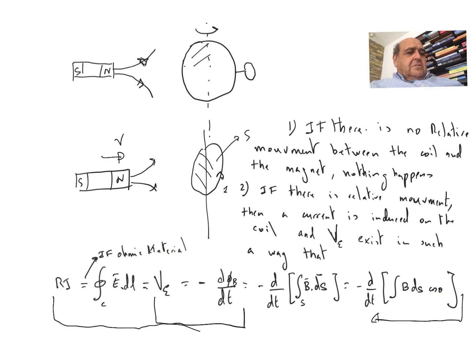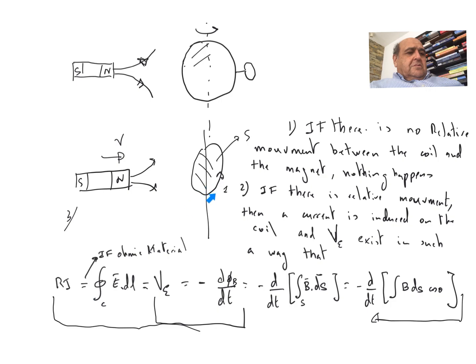So the second thing that we can observe is what happens if I leave the magnet at rest and move the loop in this direction. Will I observe a current on the loop, on the coil? Yes, I will observe an electromotive force that will produce a current I equal to the EMF over R, if the material is ohmic, of course.